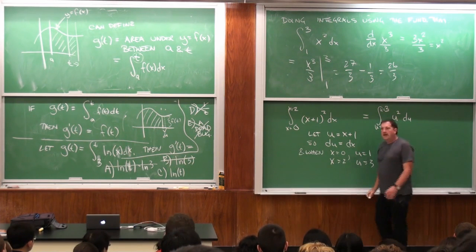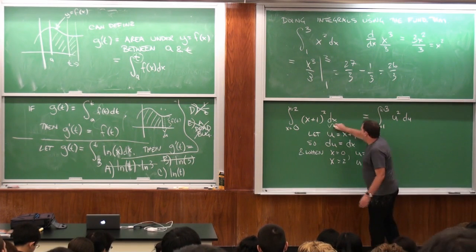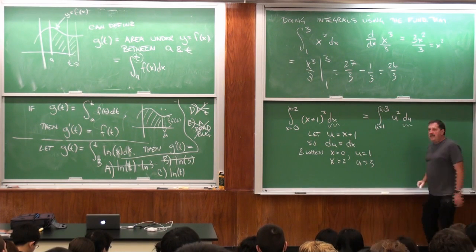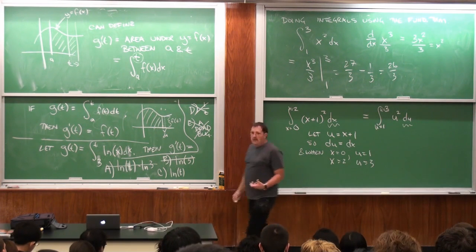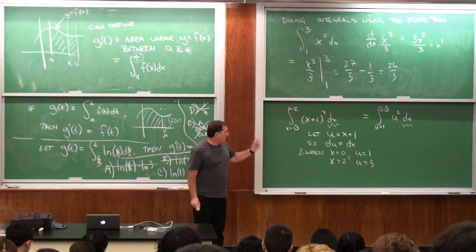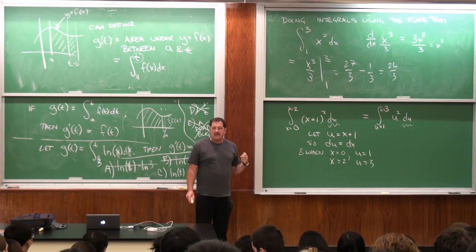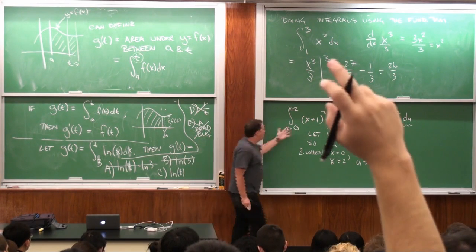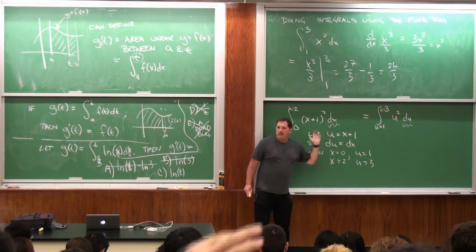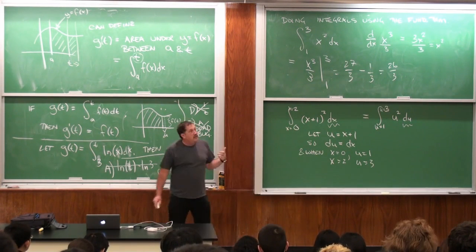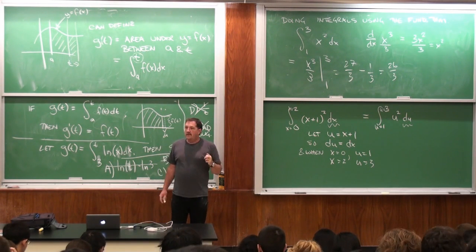I want to emphasize, and I'll say more about this next time, it's important to write this dx and this du. These are akin to using the units in science. dx is like meters, and du is like feet. Now here, I've just shifted my feet by 1, so they're the same. But in other examples, which I don't have time to do today, but I will do on Friday, dx will vary.